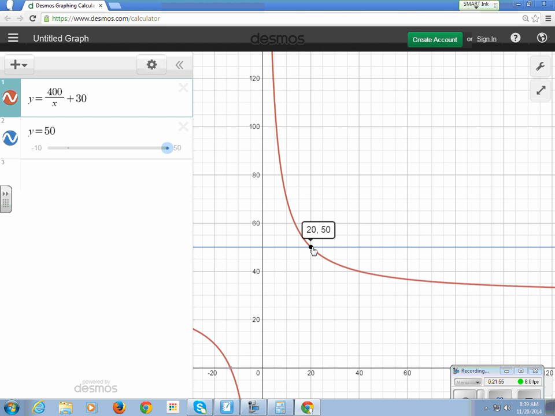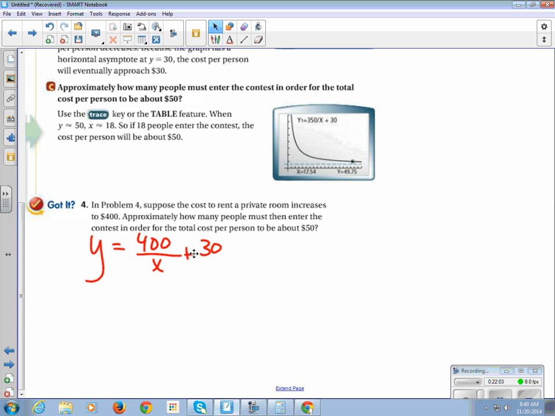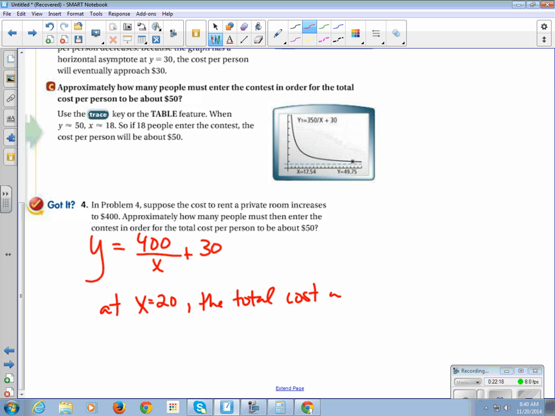And it is 20. So at x equals 20, the total cost will be $50.